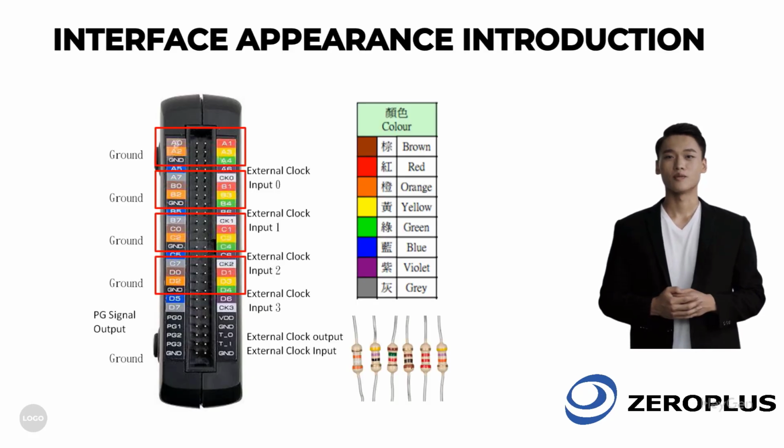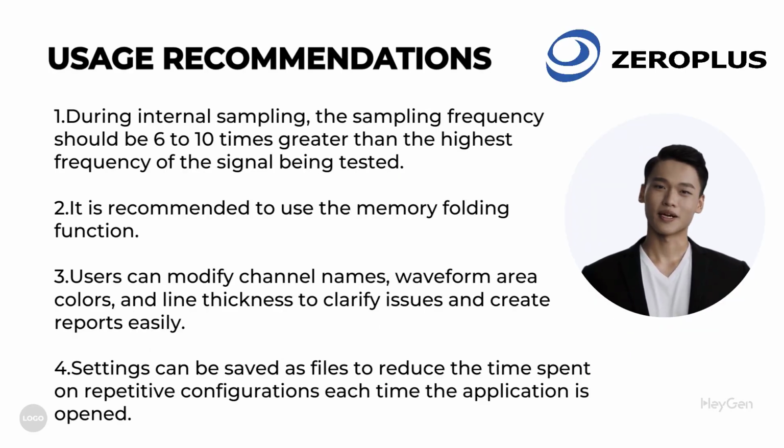For the measurement channels, we take 32 channels as an example, which will have A, B, C, and D ports. Each port has 8 channels, arranged in color as shown in the diagram. In addition to ground and external clock connections, this forms a rectangular shape of 2 by 5. Additionally, there are 4 channels for signal output, a fixed 3.3V power supply, trigger out, and trigger in at the bottom.